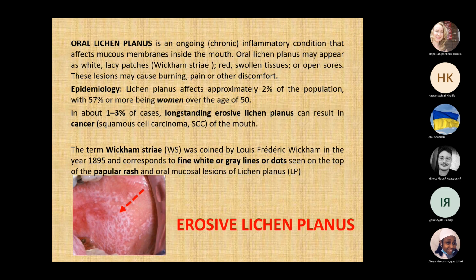And finally, oral lichen planus, erosive varicose type. So oral lichen planus is an ongoing chronic inflammatory condition that affects mucous membranes inside the mouth. It may appear as white, lacy patches, with Wickham striae, red, swollen tissues, or open sores. These lesions may cause burning, pain, or other discomfort.